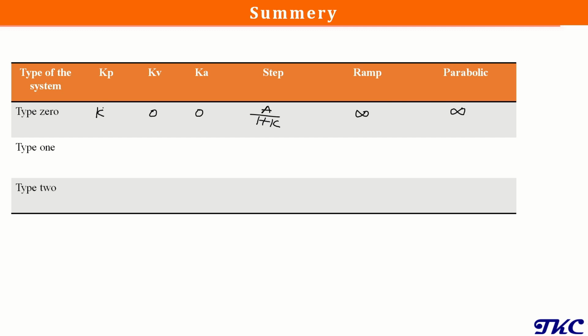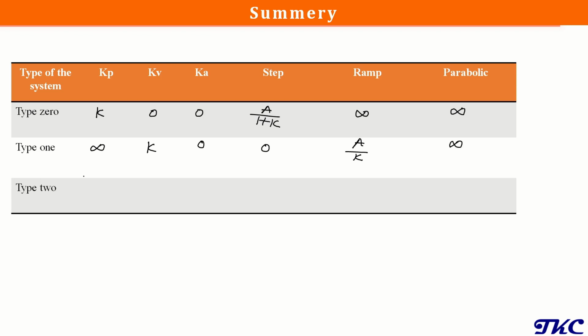For a type 1 system, we got positional error coefficient as infinity, velocity error coefficient as constant, and acceleration error coefficient as 0. Now the steady state error, when we consider step input, we got as 0. For a ramp input, we got it as A by K, and for parabolic input, we got it as infinity.